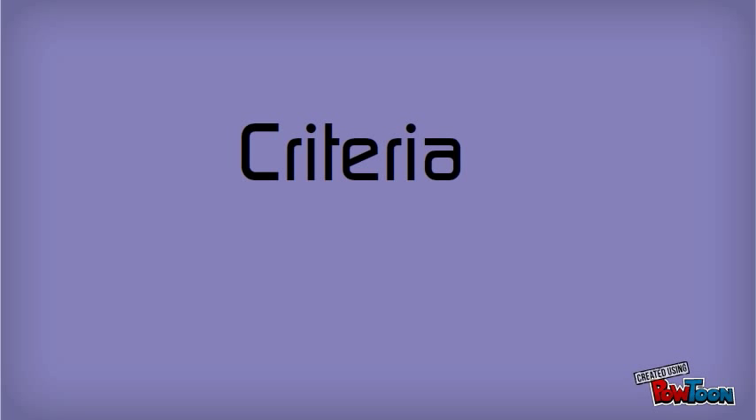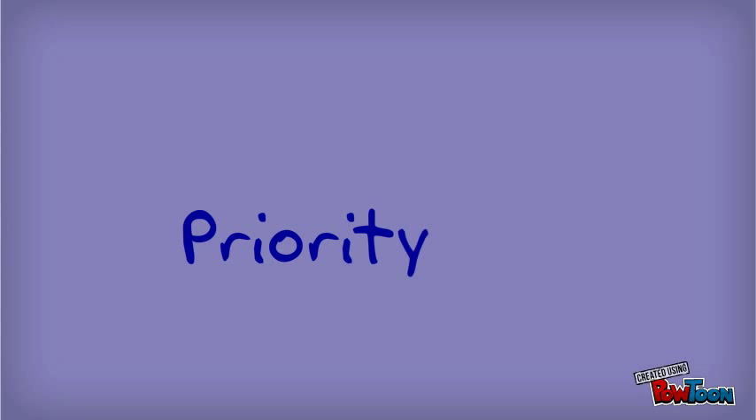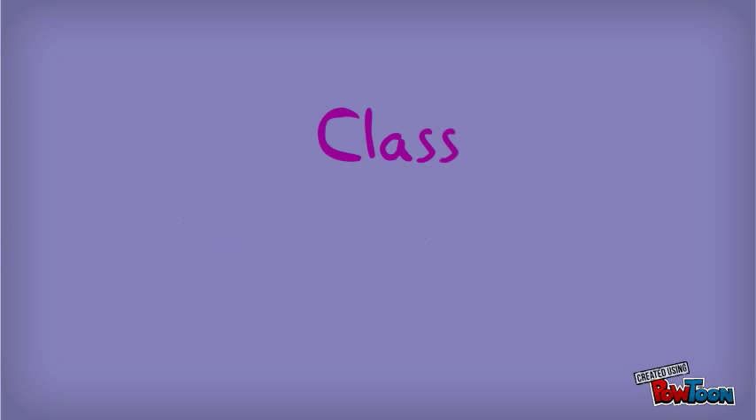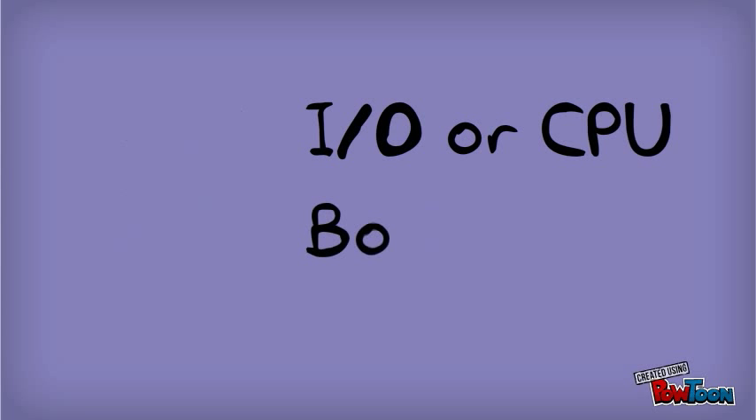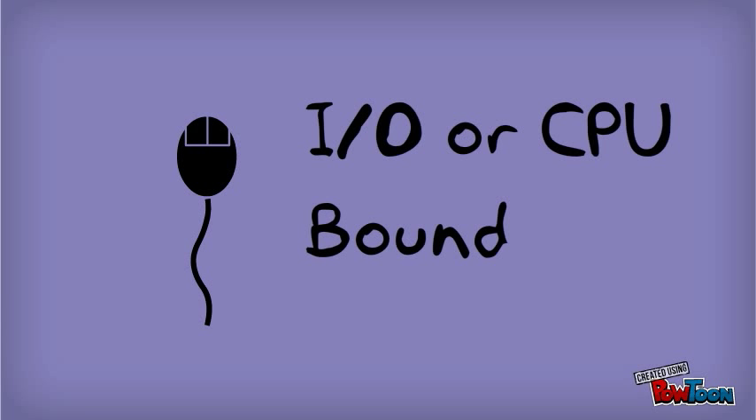The criteria for scheduling are priority assigned to process, class of job, resource requirements, whether it is I/O or CPU bound, resources used to date, and waiting time to date.